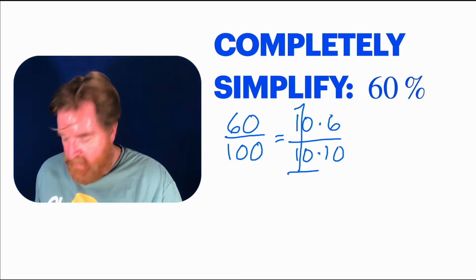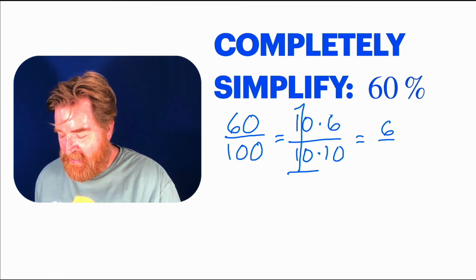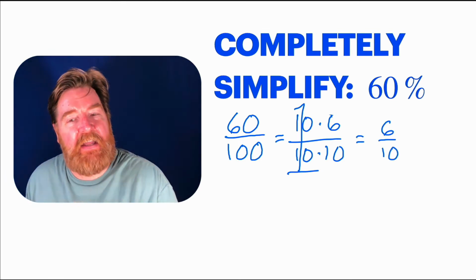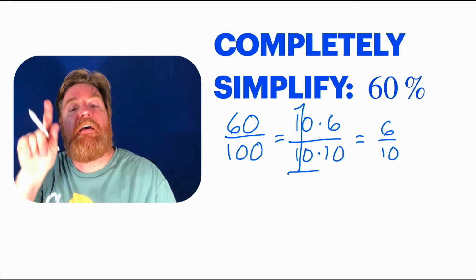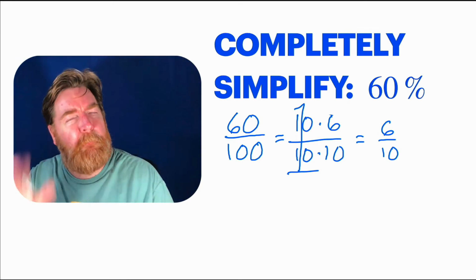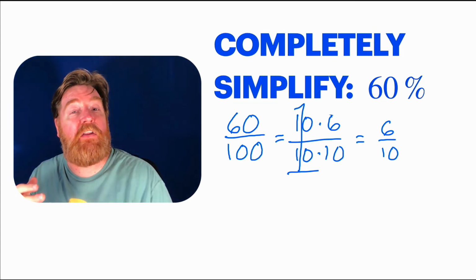There was our 1. 1 times 6/10 is 6/10. So 60% is the same as 6/10. The only thing we have to be careful of is, is 6/10 completely simplified, or is there another 1?